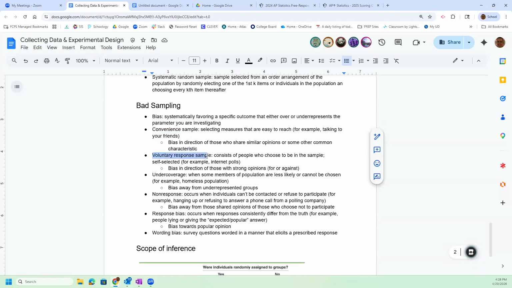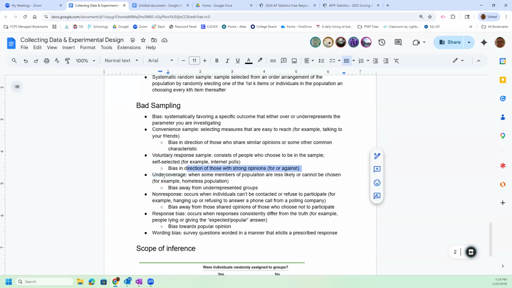Voluntary response is another type of bias. That's when you let people choose whether or not they're going to participate in your study. The reason that's a bias is strong opinions. If you've ever been on an internet site and seen a poll, you know who the only people who vote in the poll are? The strong pros and the strong antis. The people who don't care, don't vote. Their opinion matters too, and you never get it. That's voluntary response.